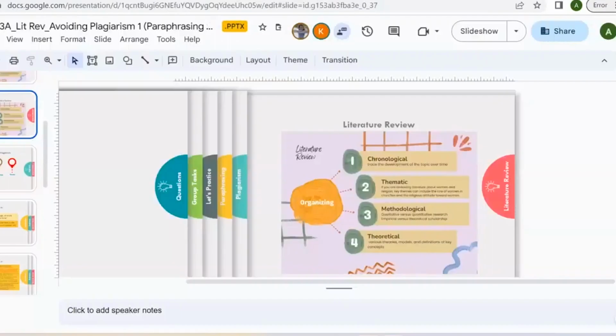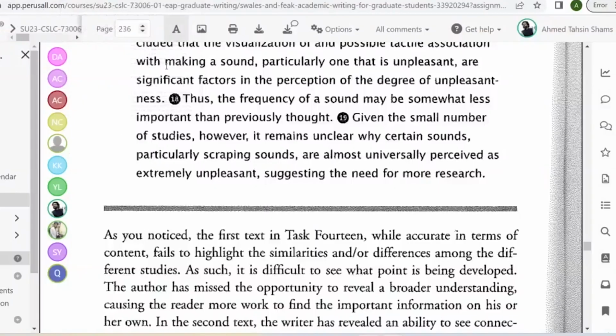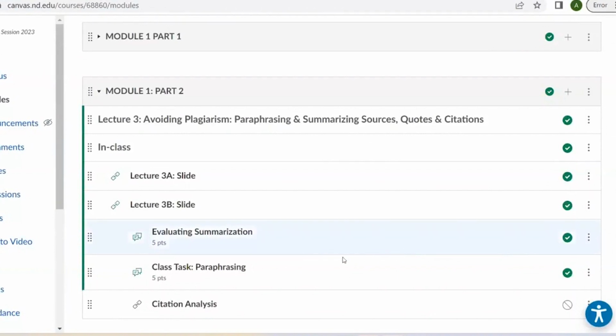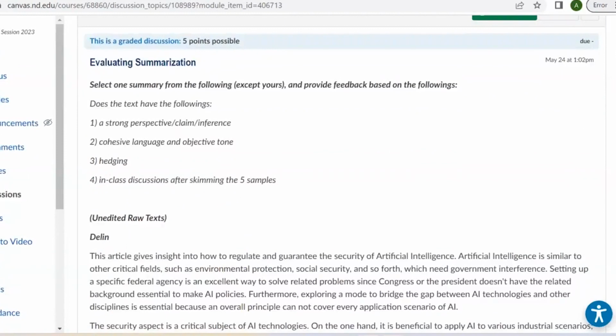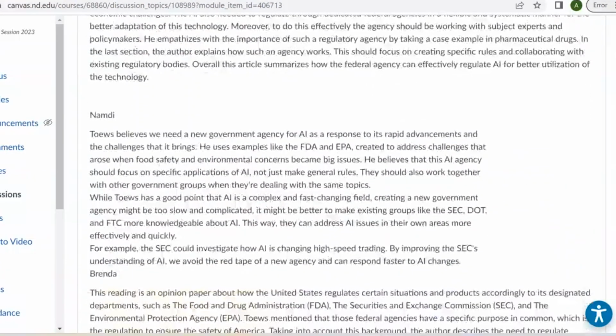Now let's move to... Click on Canvas, evaluating summarization. We all can see each other's writings now. Choose one person from your group. You'll give feedback, like the instructor's comments, on the summarization. You're free to give any professional feedback, don't give any personal feedback. Choose anyone from your group. You can see all the writings are there. You can comment on the language or the structure. Just give feedback on the summarization.